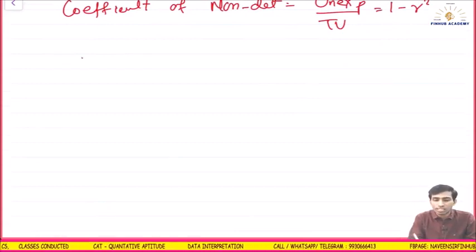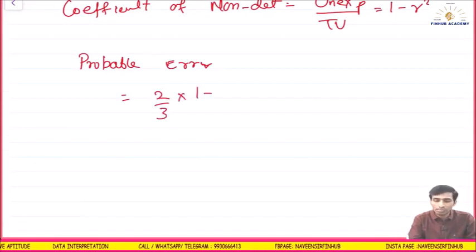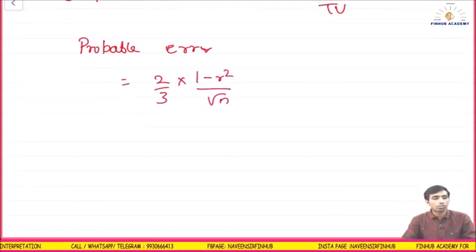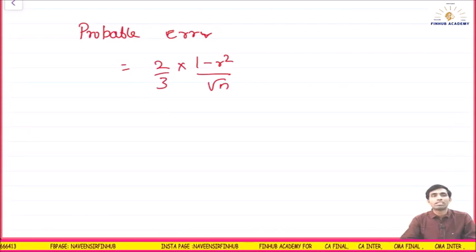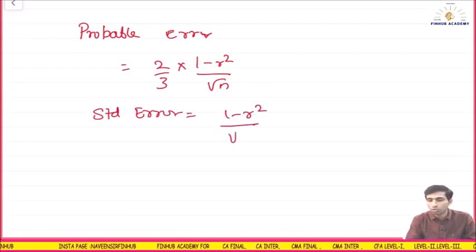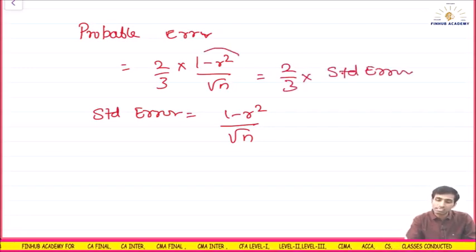Next part is a straight away question. They ask you probable error. What is the formula for probable error? It is equal to 2 by 3 into (1 minus R square) upon root of n. This is the formula for probable error. If they ask you standard error, then the formula is (1 minus R square) upon root over n. Understood? That means this can be written as 2 by 3 into standard error. This part is standard error.